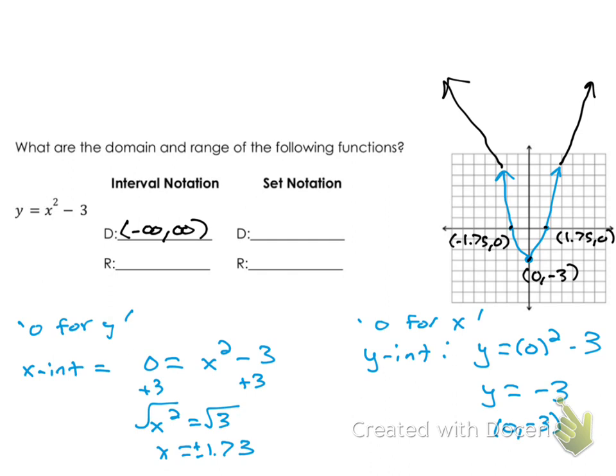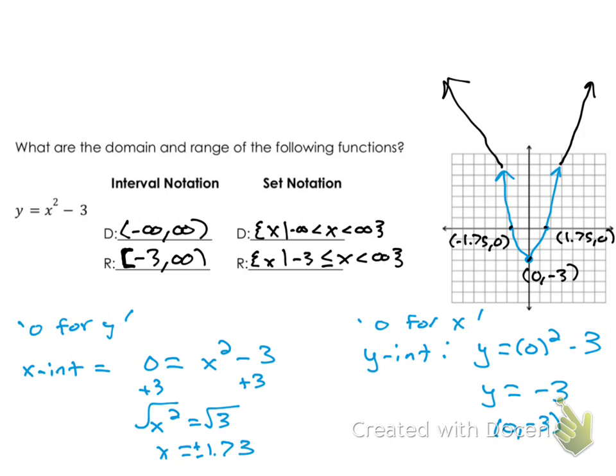Now, opposite of that, now doing the range, this graph covers what y values? All of them greater than negative 3. So from negative 3 to infinity, including negative 3. I'm about to change that to a bracket. It's not a parentheses. Okay, so from negative 3 to infinity is our range.